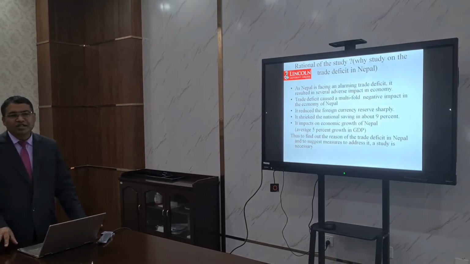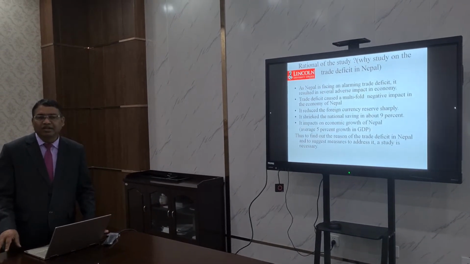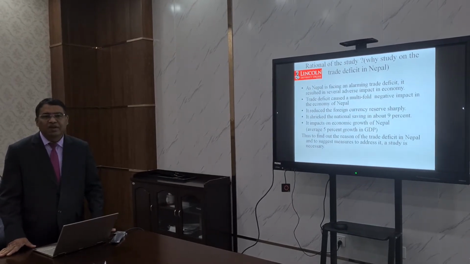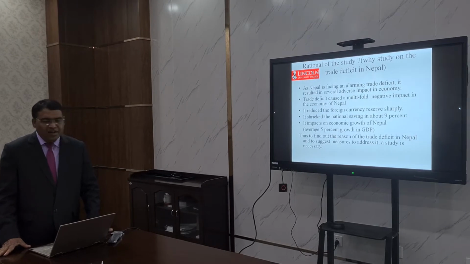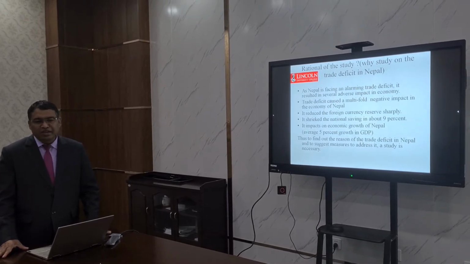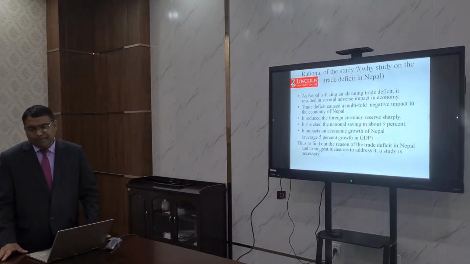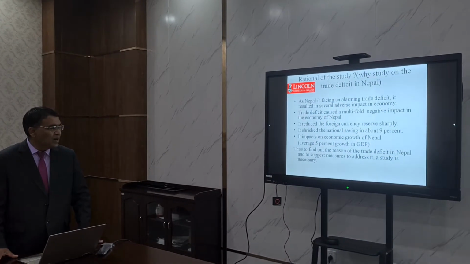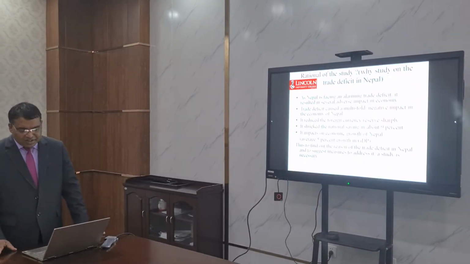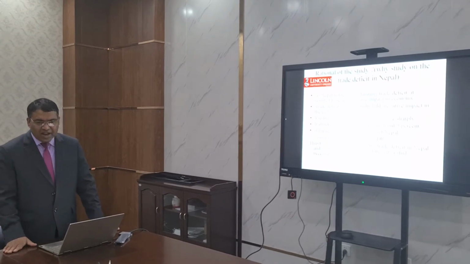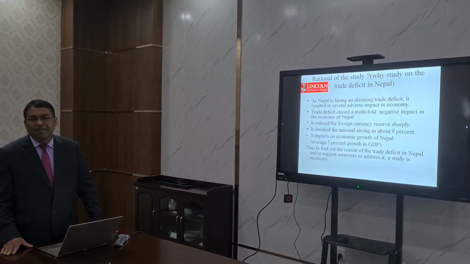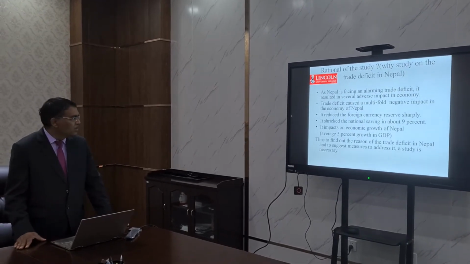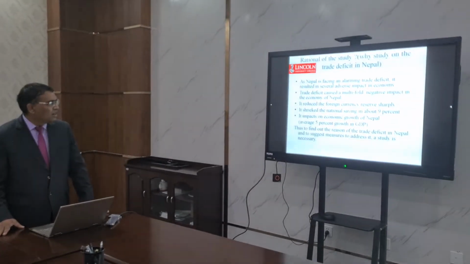For example, in this current fiscal year, the foreign currency reserve of Nepal is equivalent to only 6.5 months of imports. That basically means Nepal can import goods and services for only 6.5 months using its foreign currency. That is quite an alarming situation, and normally it is believed that the foreign currency reserve should be equivalent to 10 months of import for any country. It shrinks the national saving by about 9%.